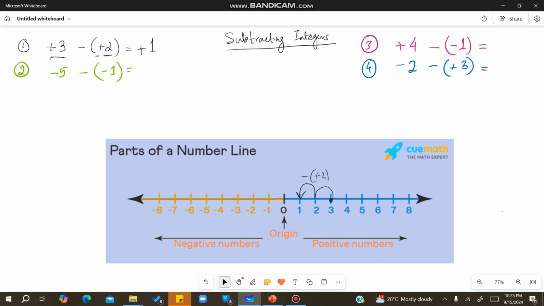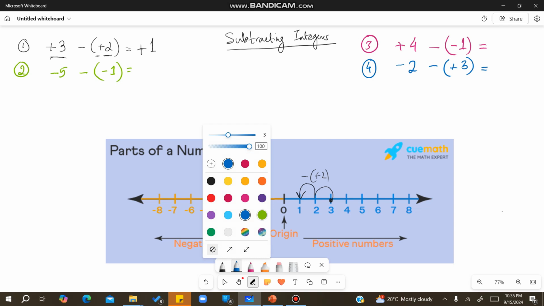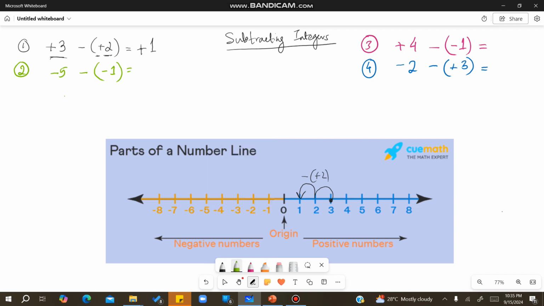All right. Now let's look at example number 2. So here in the second example, we're starting at minus 5. We are right here. Now we're supposed to jump in the opposite direction of minus 1. Keep in mind, subtraction means do the opposite of what the number sign is telling you. So we're going to jump the opposite direction of minus 1. That means we are going to jump 1 jump towards the positive side. Where did we land? We land at negative 4.